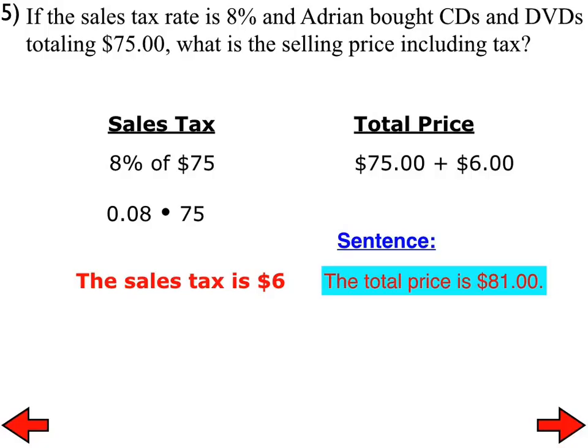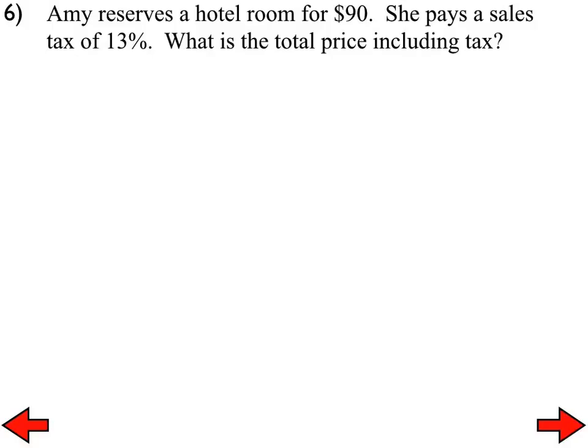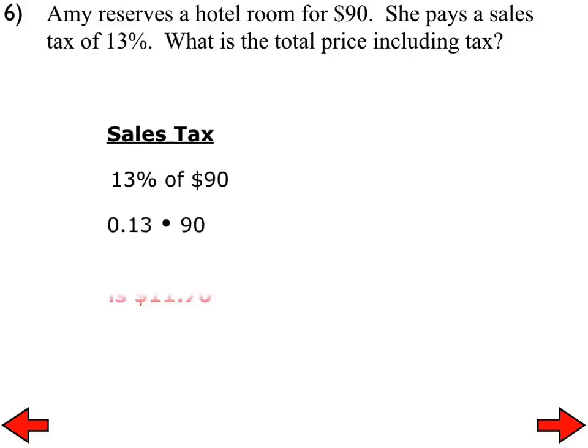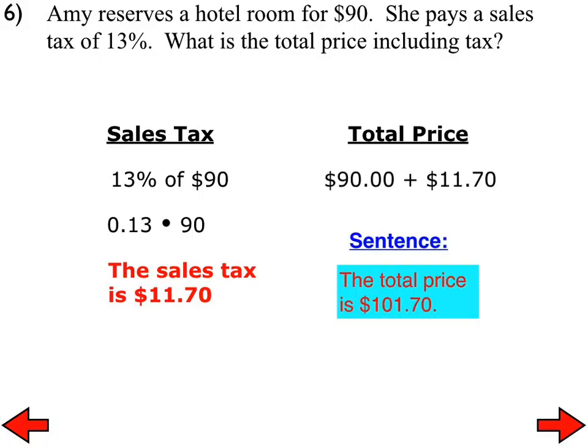Number 6 is also about sales tax. You go ahead and do that one. So just the tax would be the 90 times 0.13, which would be $11.70. But you still have to pay for the actual hotel room, not just tax, right? So adding that together, what would that total price be? $101.70.